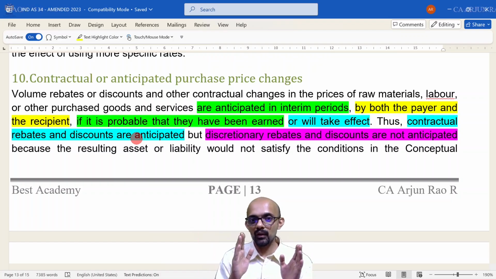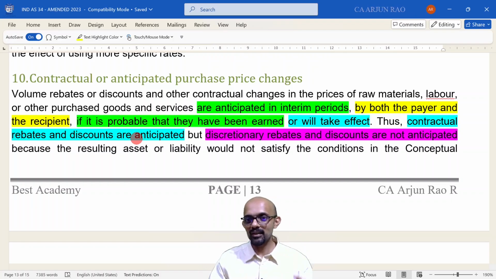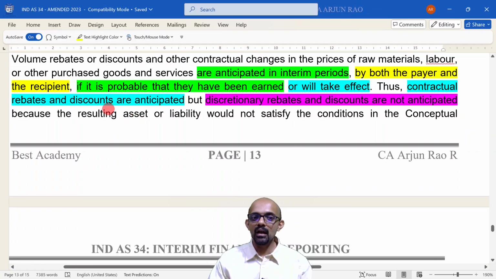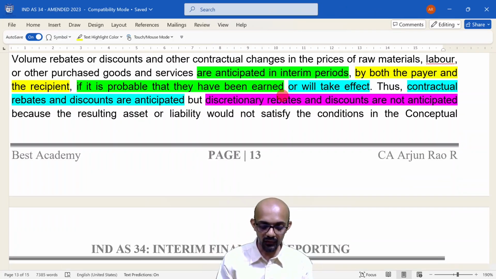So for the purchase price that the supplier is likely to charge you for that year, you can estimate what your annual purchases are going to be, then what rate will apply to the purchase price, and then apply that only to the interim period. So in effect, give effect to any rebates that you are likely to receive. Of course it has to be contractual, it cannot be discretionary. Then it is not anticipated. If the supplier has a choice, then we are not going to anticipate it.